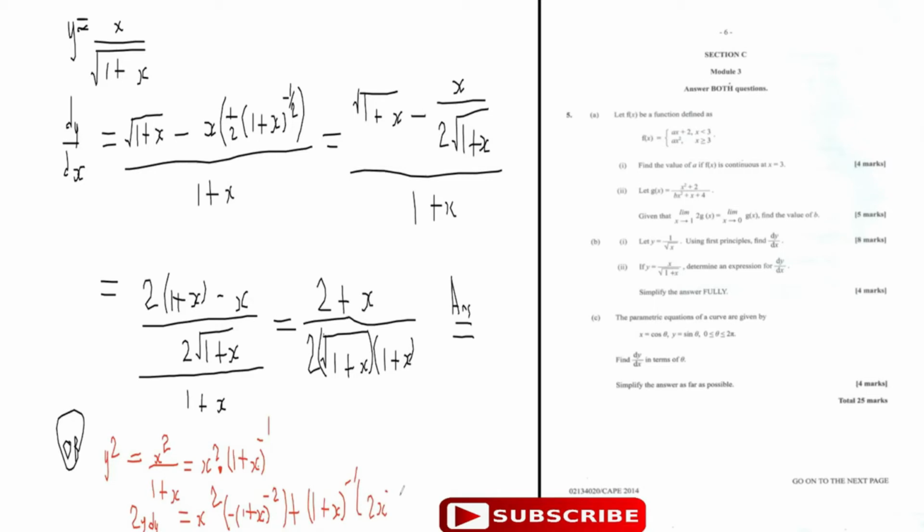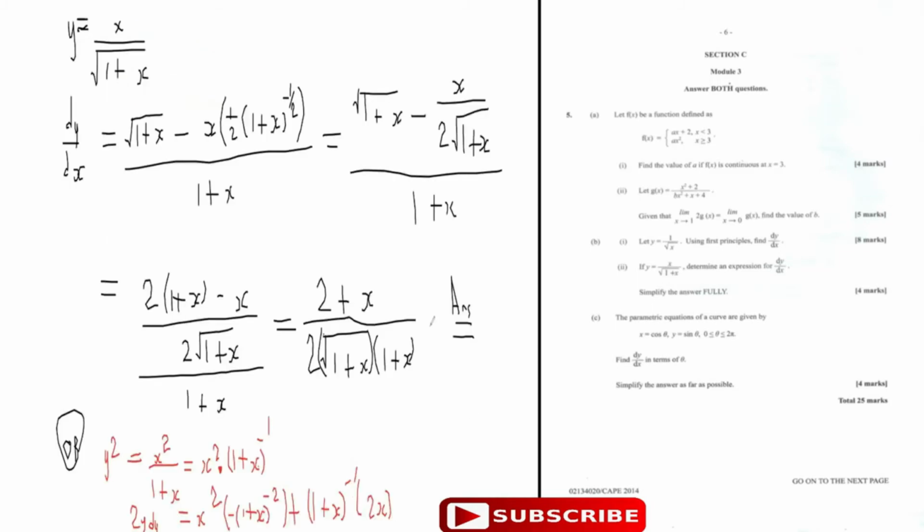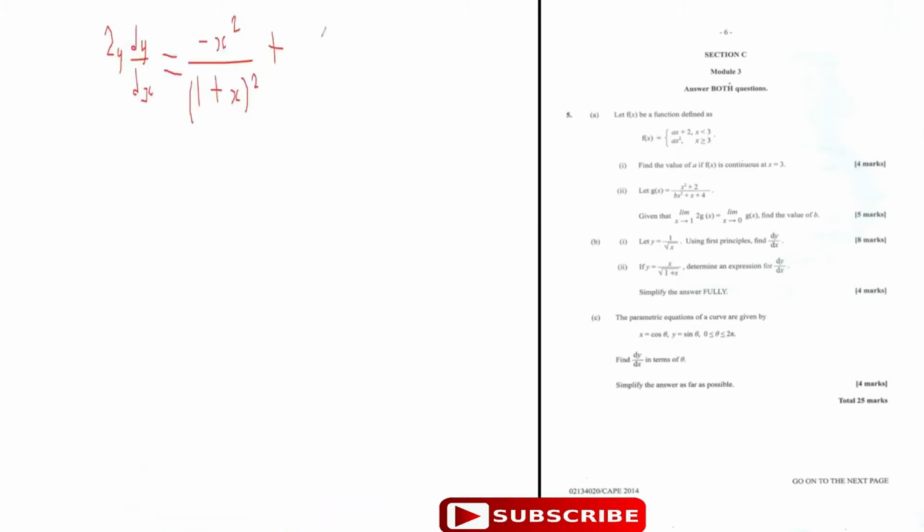This is telling me that 2y dy by dx, this is if you wanted to do it implicitly, would work out to be equal to, this part is going to simplify to be minus x squared over 1 plus x all squared, then I have plus 2x over 1 plus x.